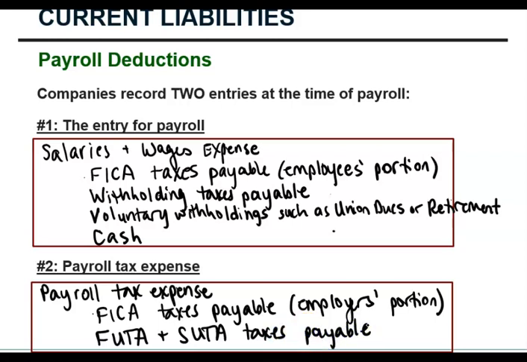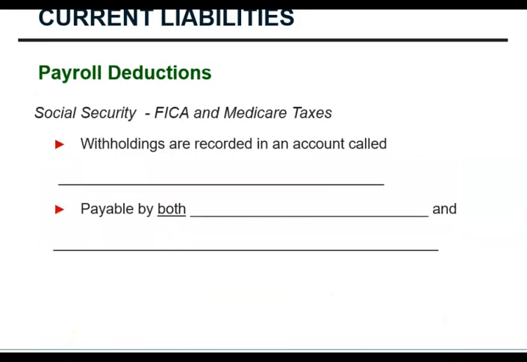All right, so now that we know the journal entries, these are really important notes to have every time we have payroll. We're going to book these 2 entries. Now let's take a look at each of these withholdings in just a little bit more detail. So FICA and Medicare, sometimes the combined tax is referred to just as FICA or as Social Security, but it relates to 2 components. These withholdings are typically recorded in an account called, as we saw in the previous slide, FICA taxes payable.